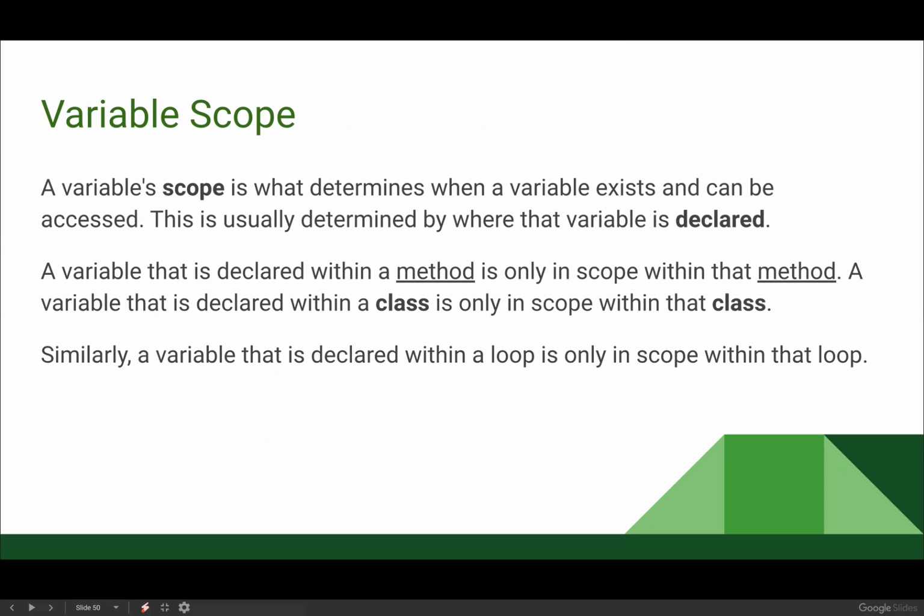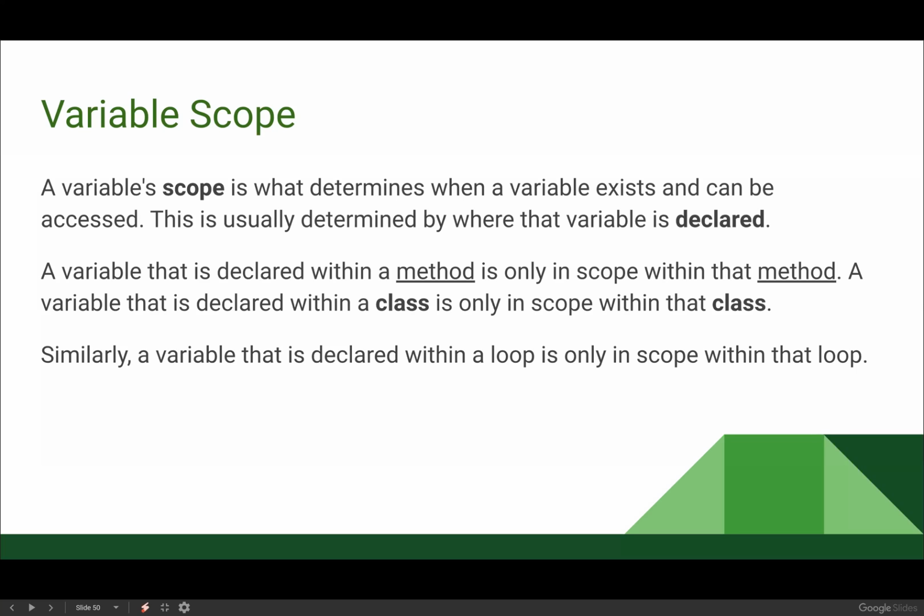So a topic I don't think we've covered super thoroughly is scope. Scope is what is going to determine where and when a variable exists and where it's accessible. And this is usually determined by where that variable is declared. So any variable that's declared within a method is only in scope within that method. So you can only access it from inside of the method where you declared it. A variable that's declared in a class is only in scope within that class. So I can't access that variable from outside of that class because it won't exist from outside of that class.